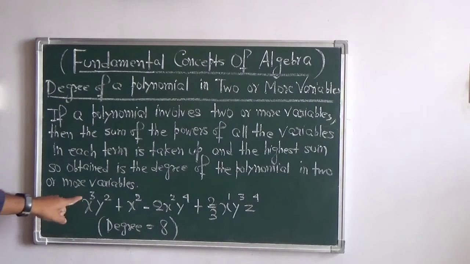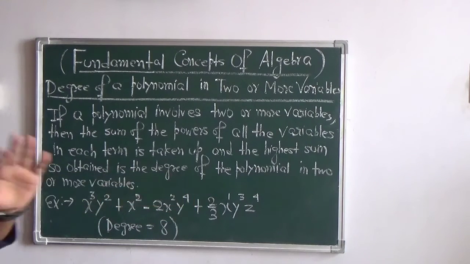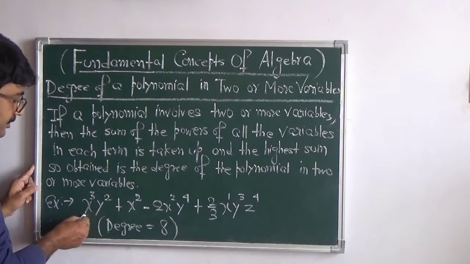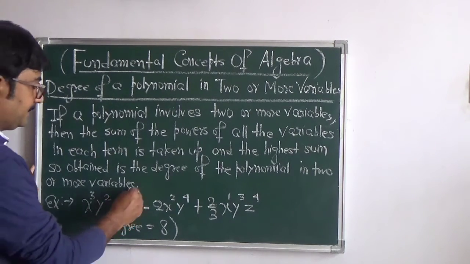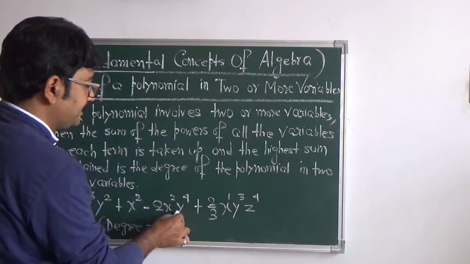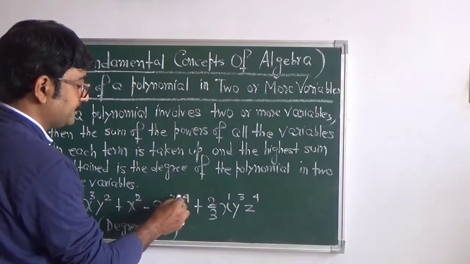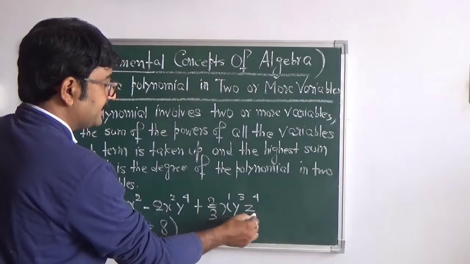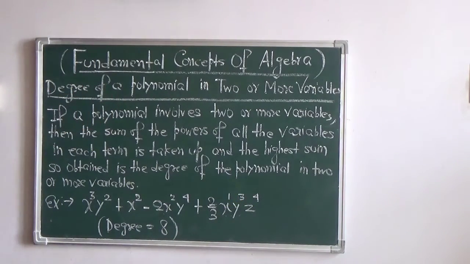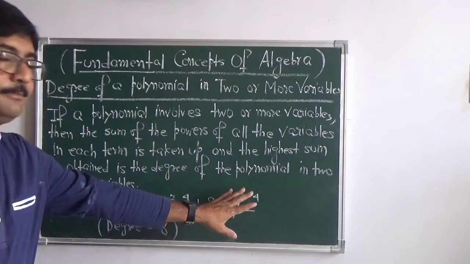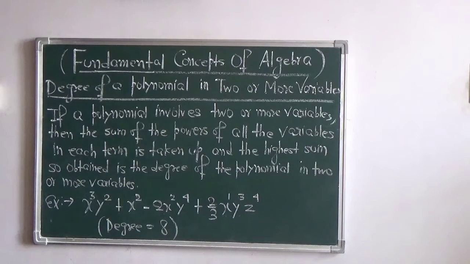I repeat, you add the powers of all the variables for a particular term. In the first term we have two variables x and y, add the powers, 3 plus 2, 5. In the next there is only one variable, power is 2. Then two variables x and y, adding 2 plus 4 gives 6. And three variables x, y, z, adding 1 plus 3 plus 4, we get 8. So the maximum is 8, and the degree of this polynomial in two or more variables is 8. Here we have three variables. Okay, hopefully you have understood. Now the next one is substitution.